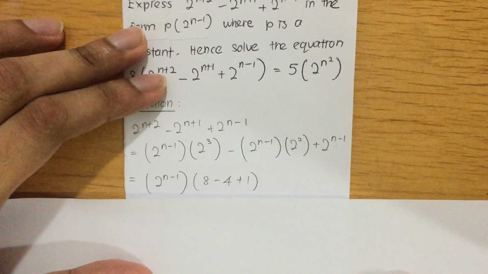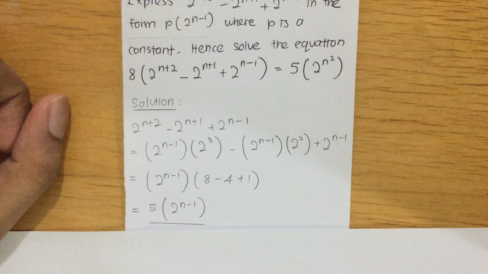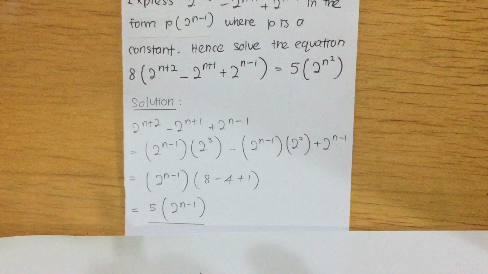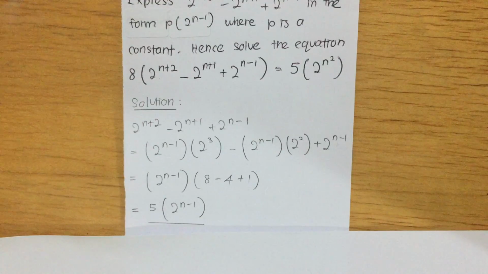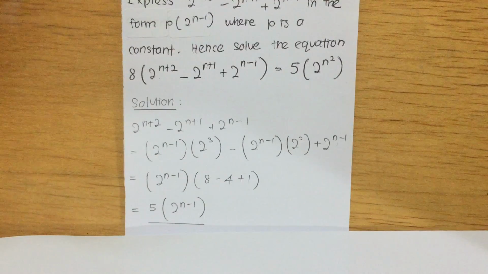Okay, proceed to the next step. From here you get 5(2^(n-1)). Alright guys, we have successfully formed p(2^(n-1)), where p is a constant. Okay, let us proceed to solve the equation now.